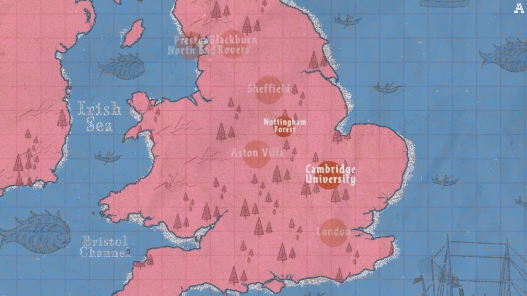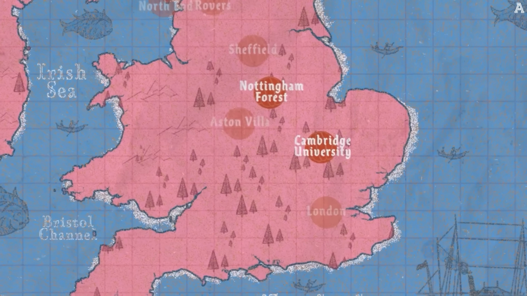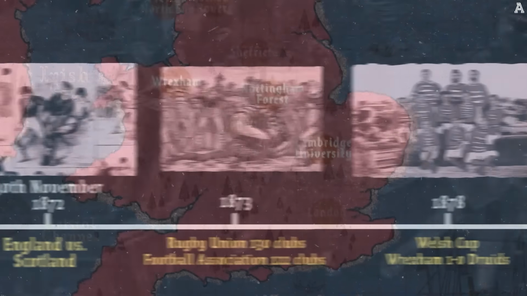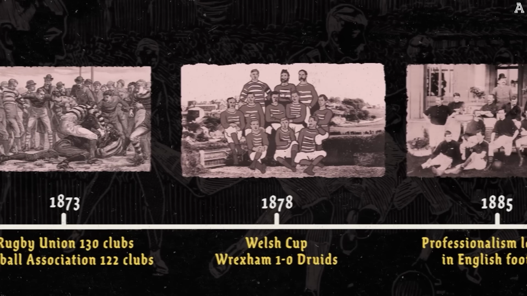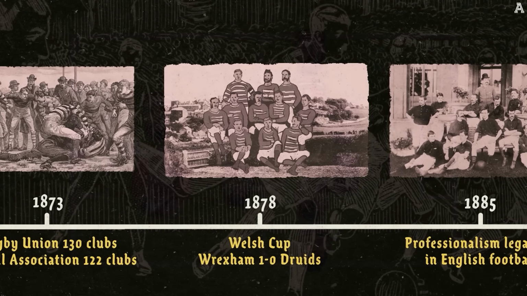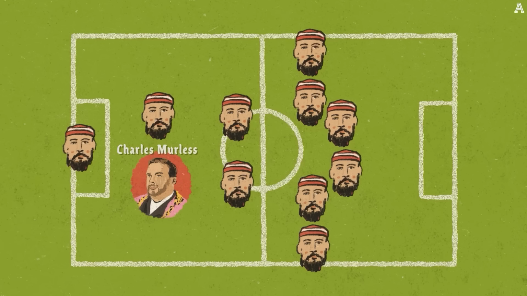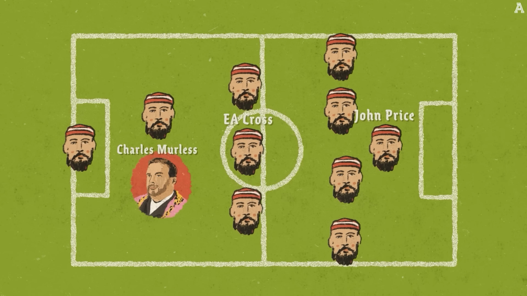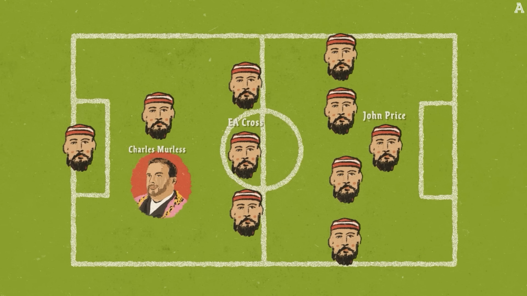Cambridge University and Nottingham Forest both have a claim, but it can be said with some confidence that Wrexham adopted a 2-3-5 for their 1878 Welsh Cup final victory over Druids, after their captain and fullback, Charles Merlis, a local estate agent, decided that the pace of his centre-forward, John Price, could compensate for the loss of attacking edge caused by withdrawing E.A. Cross into midfield. And for almost half a century, the 2-3-5 remained the default.